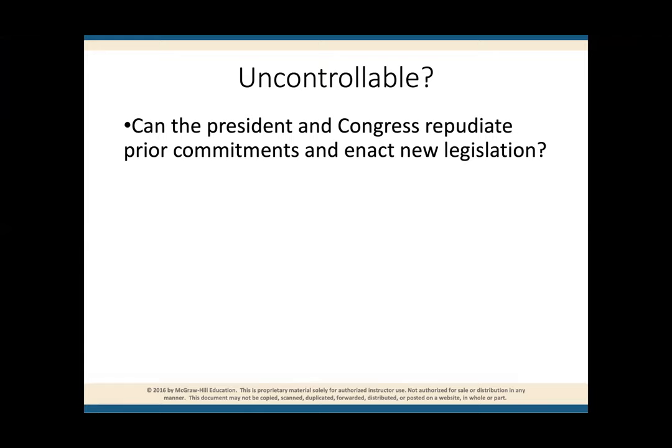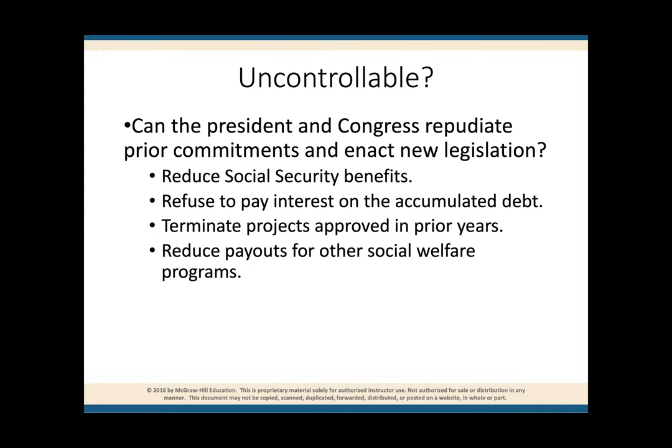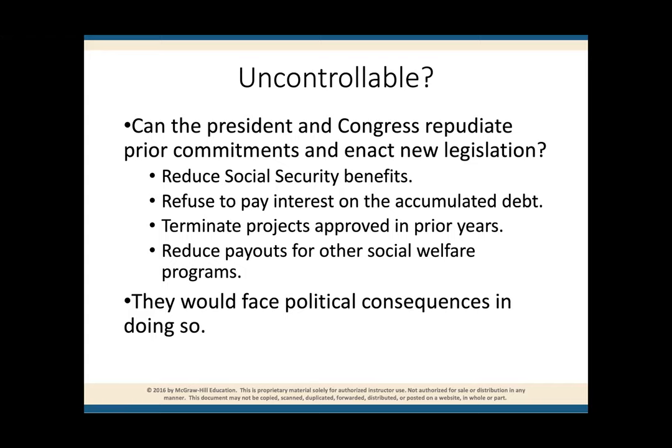Okay, no, there is. So can the president and Congress stop making the payments on promises they have made? And the answer is yes, but I don't think it's going to happen. We can reduce Social Security benefits. We can just simply say we are not going to be able to pay the interest on the debt. We can just simply say, forget about the university we're going to create. Forget about continuing to pay for unemployment benefits or welfare programs, food stamps, right? Because all these will face political consequences.